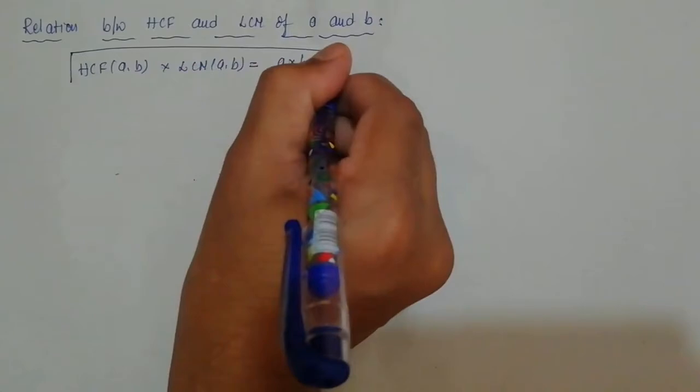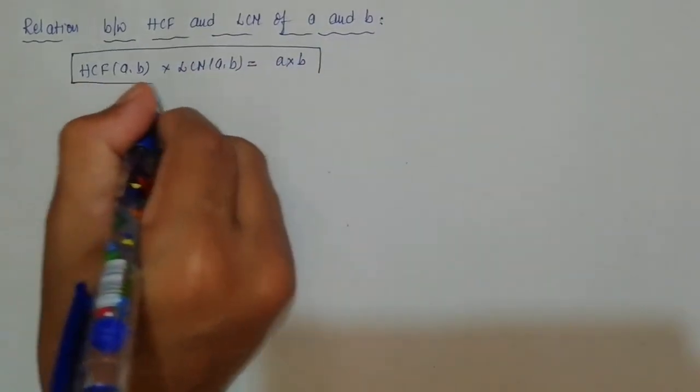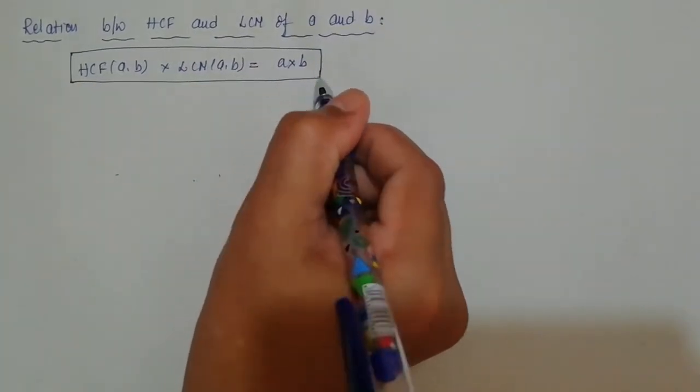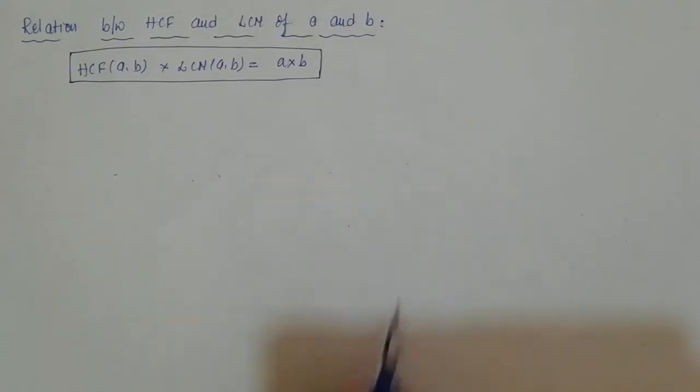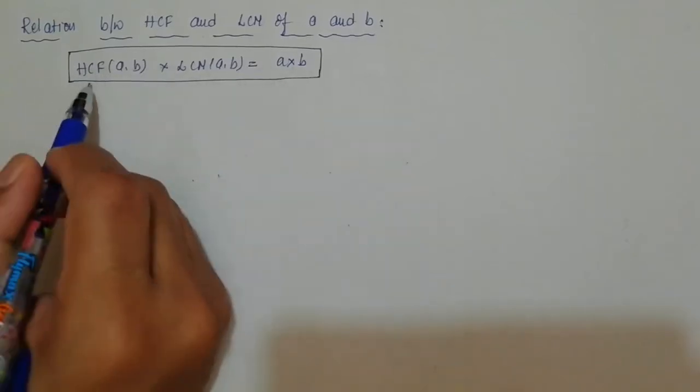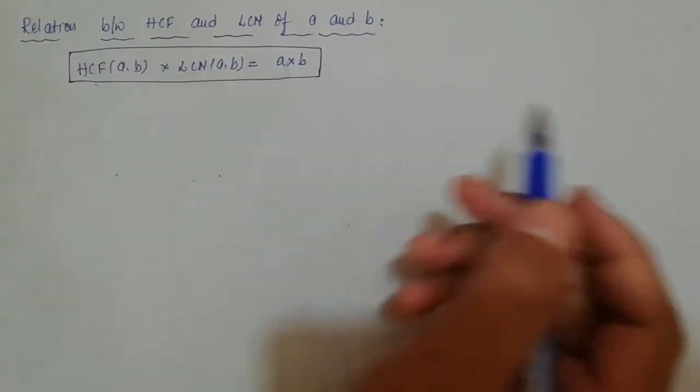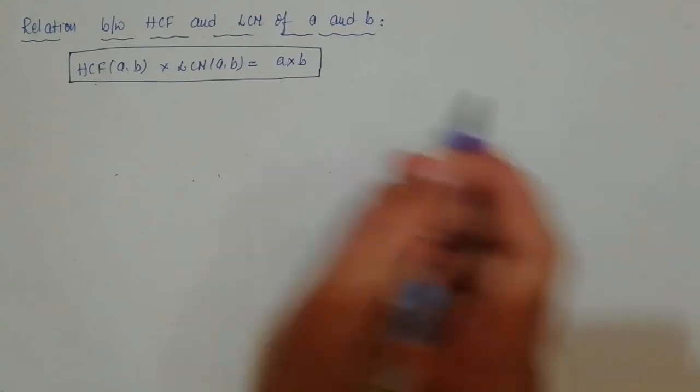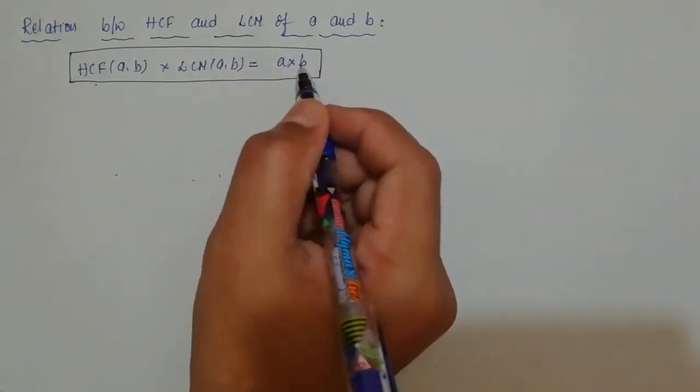When two numbers are given to you, and also for three numbers I have given, but it may not be asked in the examination. That's why this seems to be very important. Just concentrate on this one. HCF of A into LCM of A and B is equal to what? The product of two numbers. Remember this one.